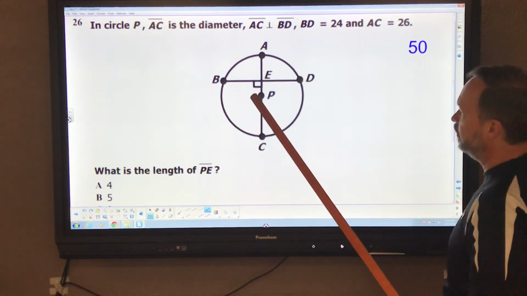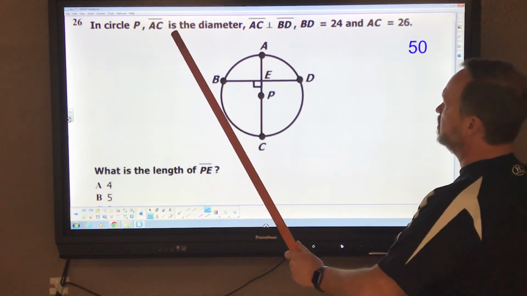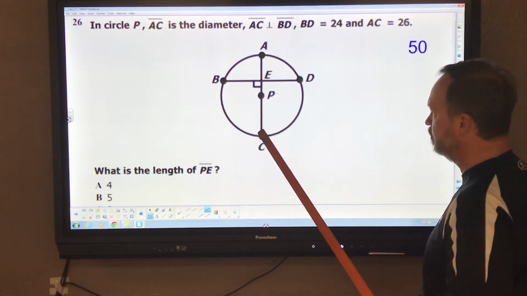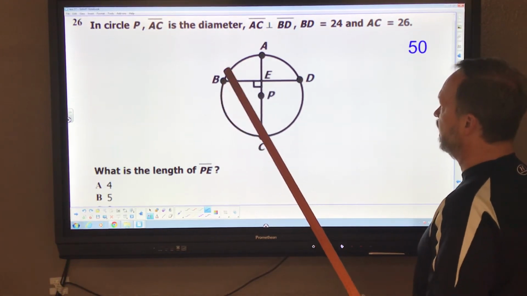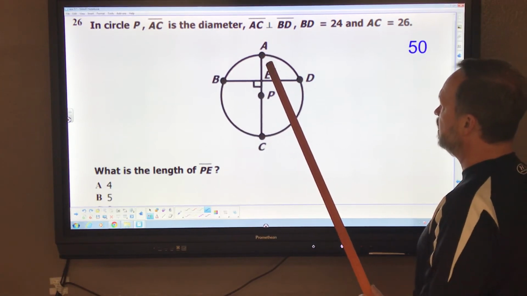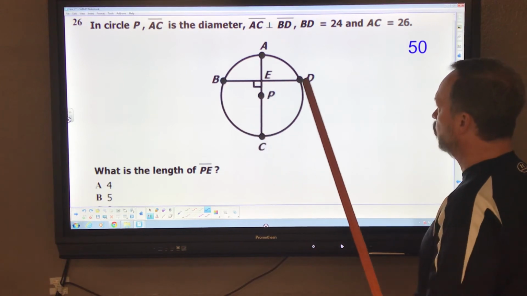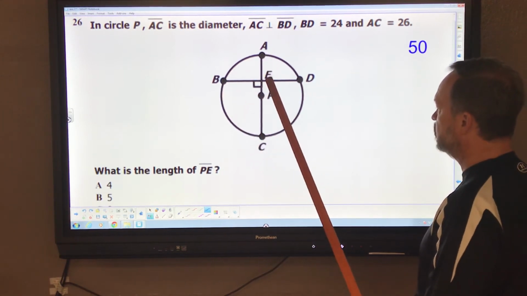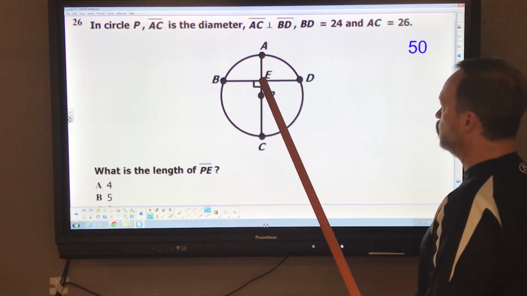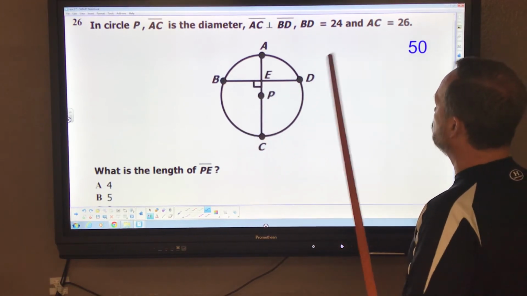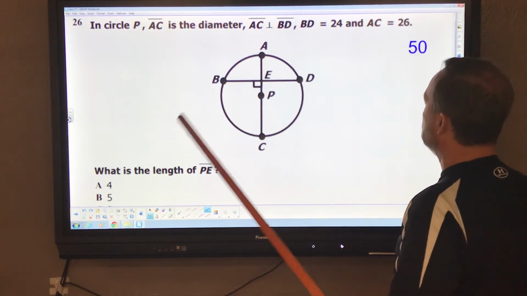In circle P, so we know that's the center. AC is a diameter. It goes from one side of the circle through the center to the other side of the circle. They tell us that AC is perpendicular to BD. So that means this chord here passes through this diameter in such a way that it creates right angles. And they tell us that BD is 24 and that AC is 26.